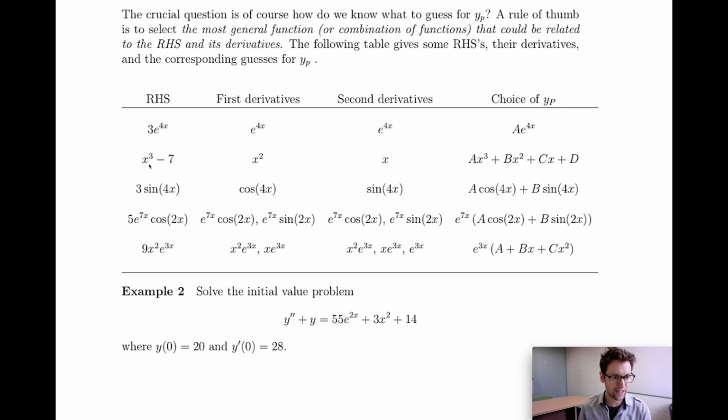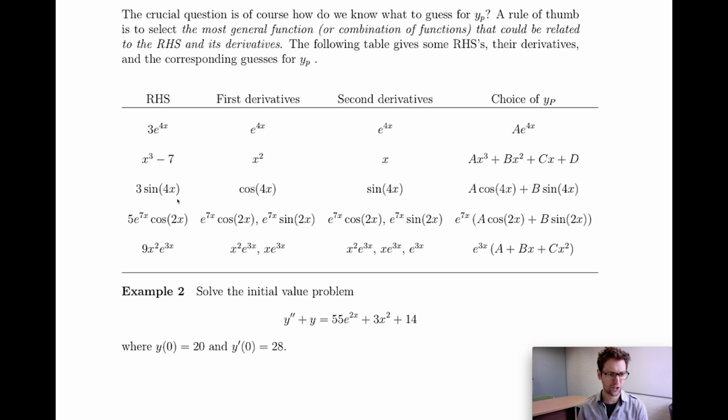Another example might be x cubed minus 7. So this is a cubic expression. So I might try and pick a particular solution that is the most general possible cubic expression. So ax cubed plus bx squared plus cx plus d. Another way to think about that would be I should include all the terms that appear here, so x cubeds and constant terms, and all the derivatives. So one derivative gives me x squared, another derivative gives me terms that depend upon x. So I need to include terms x cubed, x squared, x, and a constant.